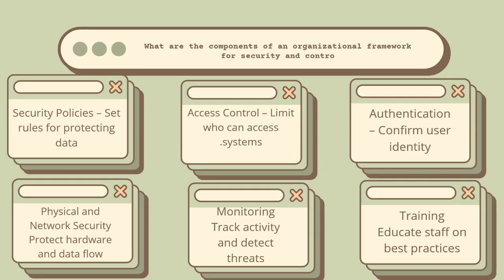The key components of a security and control framework: first, security policies, which set rules for protecting data. Second, access control, limiting who can access systems. Third, authentication, confirming user identity. Fourth, physical and network security, protecting hardware and data flow. Fifth is monitoring, tracking activity and detecting threats. The last one is training, educating staff on best practices.